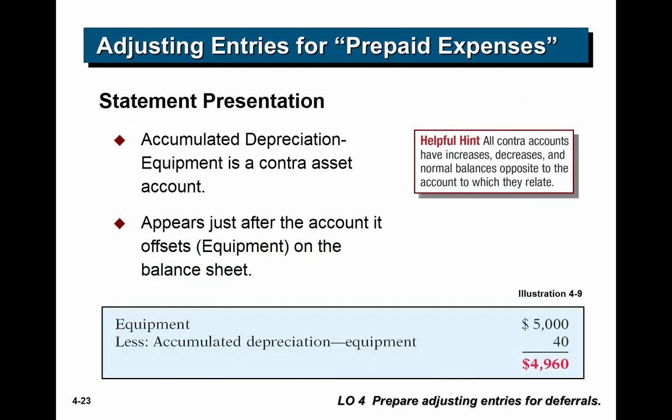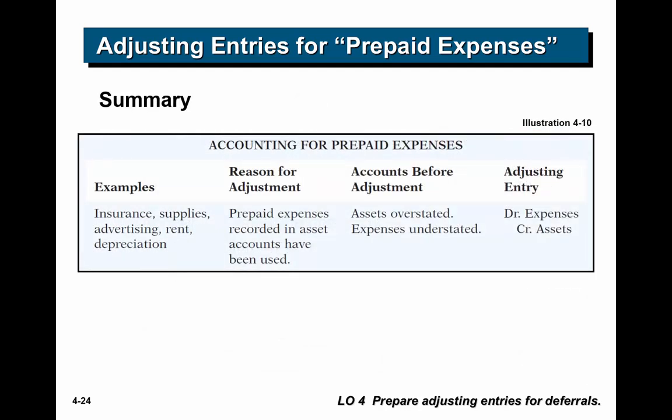All right, and then on our balance sheet, each asset will have an associated accumulated depreciation account and will be listed just as you see in the illustration, where there's the equipment less any accumulated depreciation to give you a net value of the equipment. All right, so there's our summary of the adjusting entries for prepaid expenses.